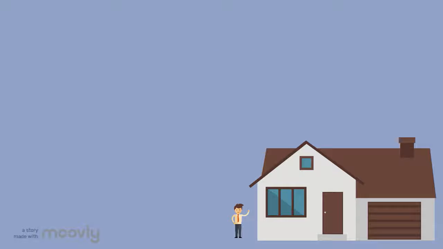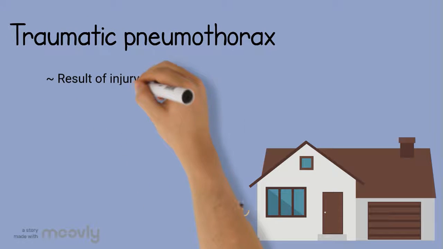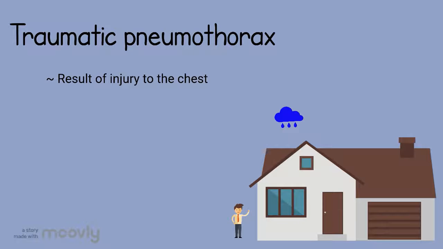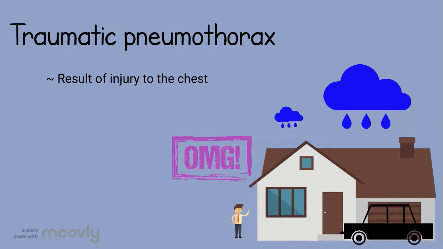There are four different types of pneumothorax, which I will discuss briefly. The first is a traumatic pneumothorax, which occurs as a result of injury to the chest. An example would be that of a car accident or a stab wound to the chest.